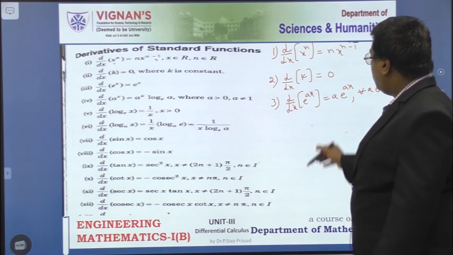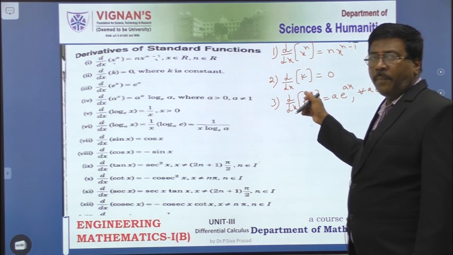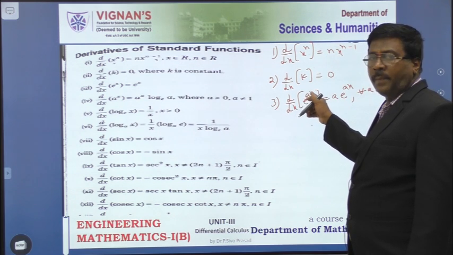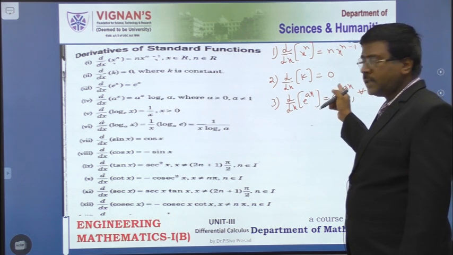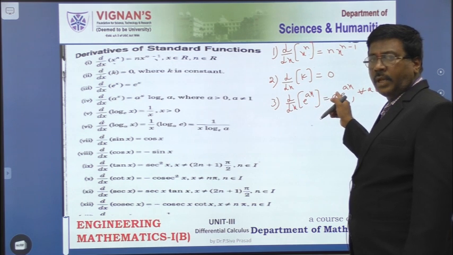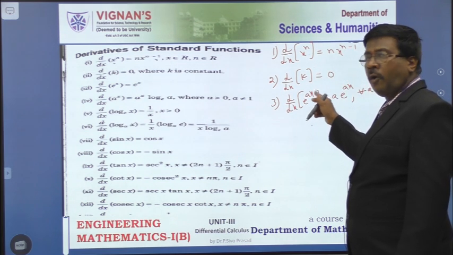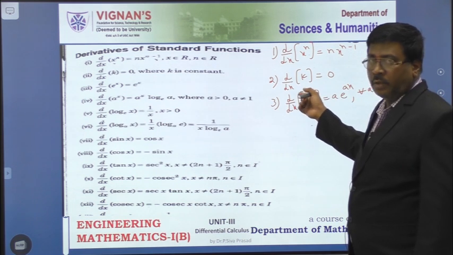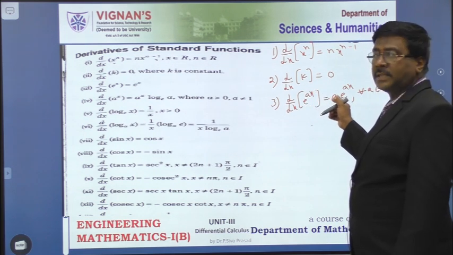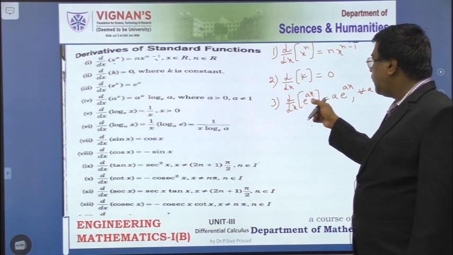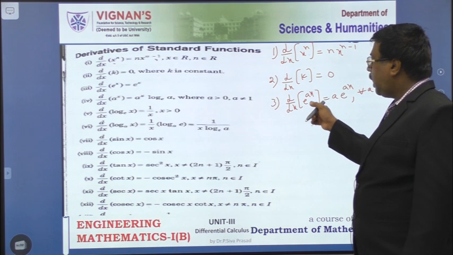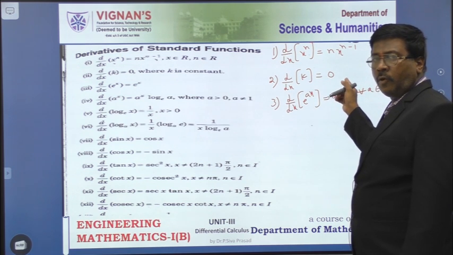Suppose in place of a we take 1 only, e power x is equal to 1 into e power x. E power 2x means 2 into e power 2x. Similarly, e power 3x means 3 into e power 3x. Similarly, e power 4x gives 4 into e power 4x. Likewise, we have to take the negative values also. E power minus x is minus 1 into e power minus x. Next one, e power minus 2x is minus 2 into e power minus 2x. E power minus 3x is minus 3 into e power minus 3x.